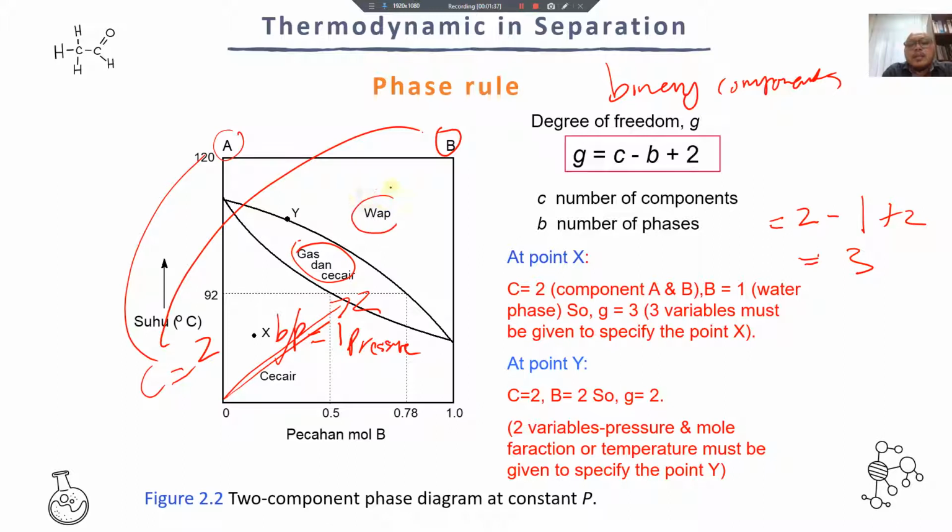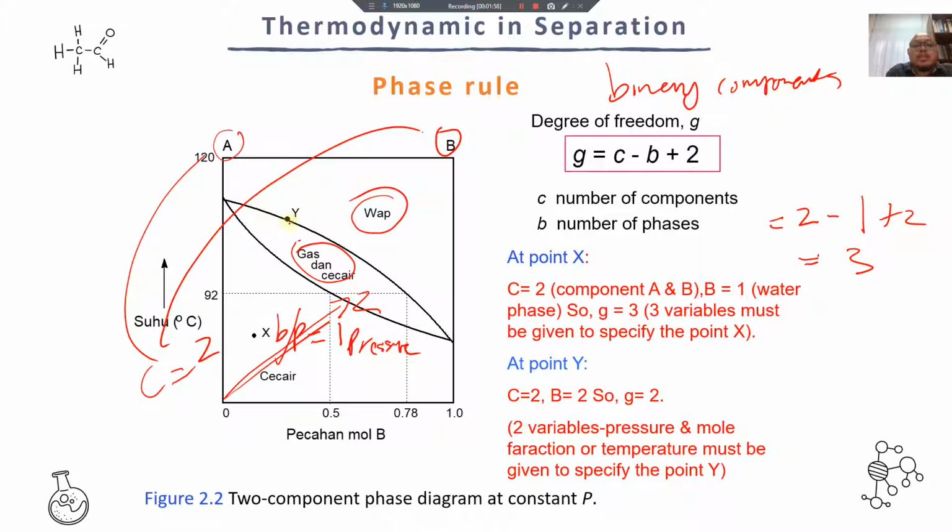Then here is another phase, so you get 2 minus 2 plus 2, and you get G equal to 2. So you only have 2 components that you can play around with. The one must follow the other.